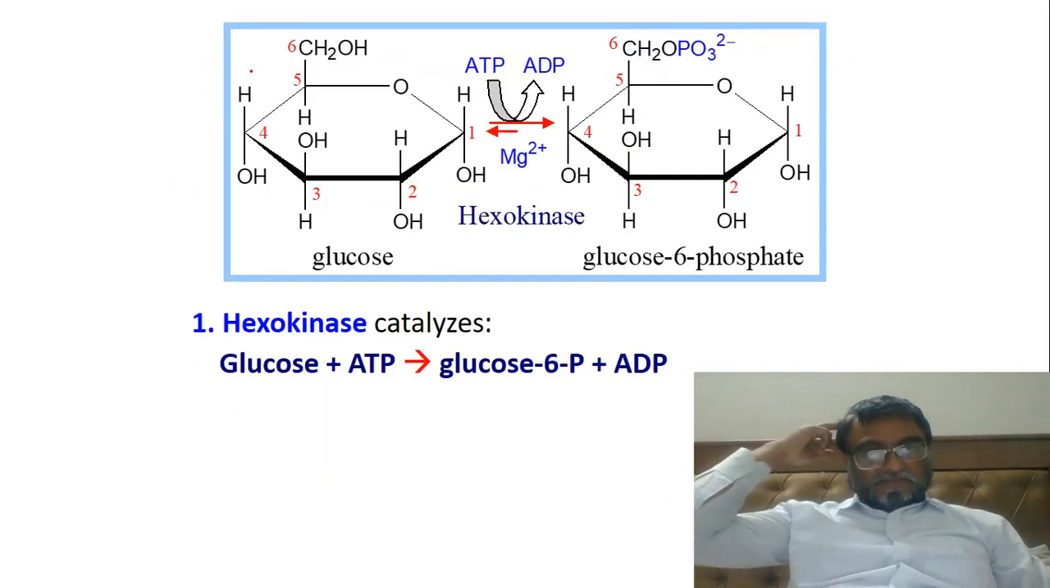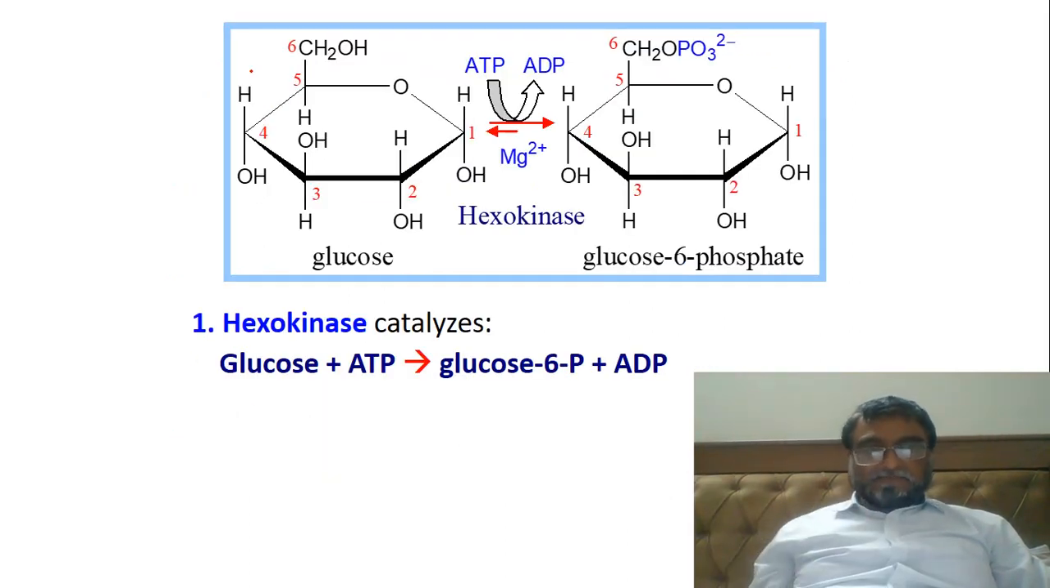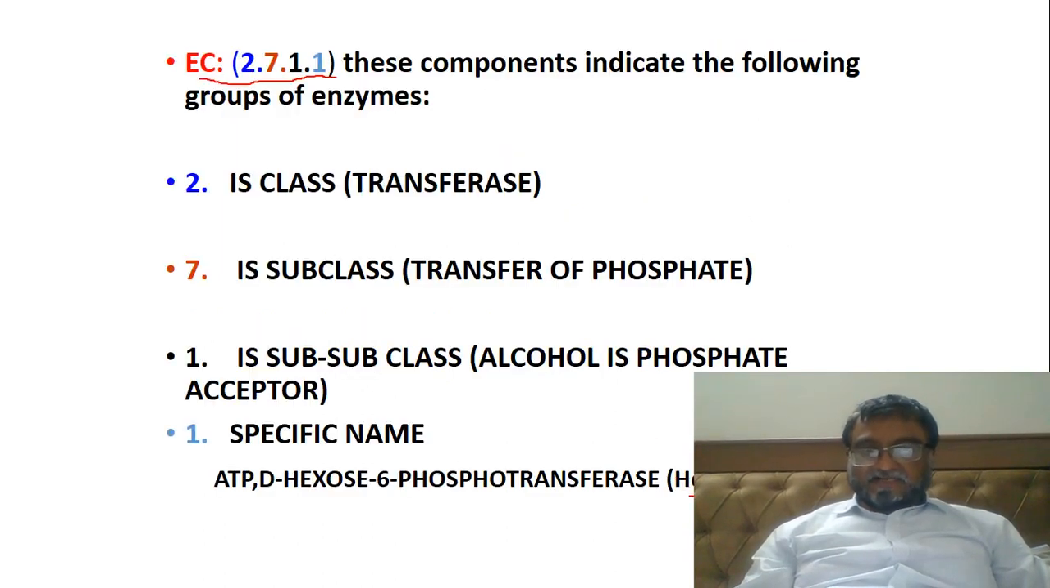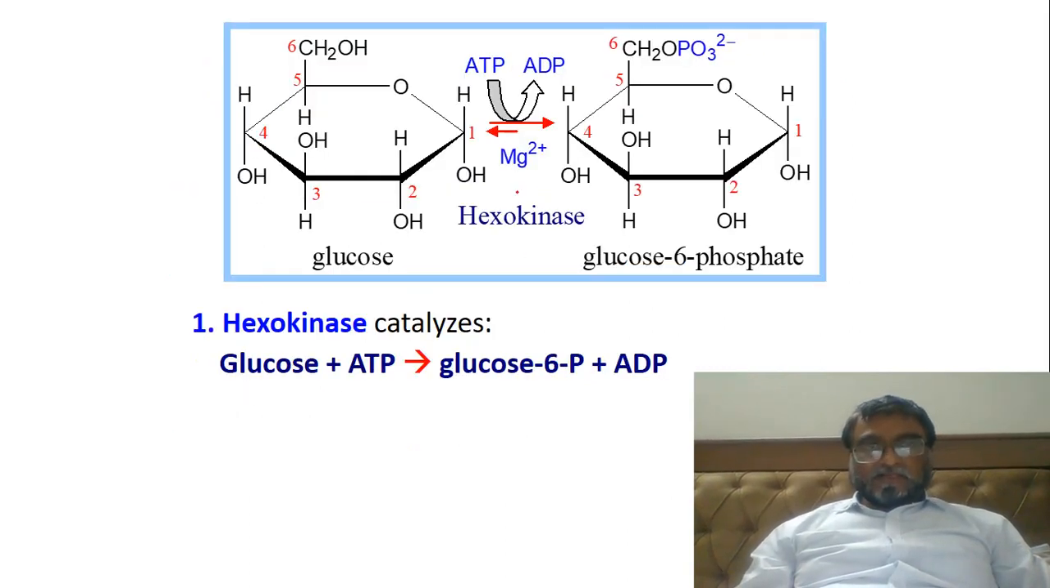So look at the same enzyme, hexokinase. As we have discussed here, that refers to the phosphate transfer that belongs to the transferase class, and it refers to the phosphate transfer to the alcohol. Alcohol means OH. Alcohol means OH. So look at this one, this is the hexokinase. Hexokinase means transfer of the phosphate, which belongs to the class of the transferase.